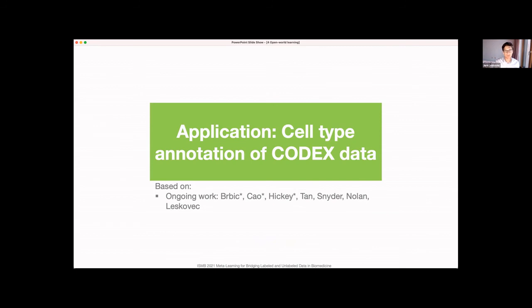And this actually allows us now to train a classifier that can recognize existing classes and also at the same time discover novel classes. And I'm going to show you this on a cell type annotation task from the Codex data. And this is an ongoing work, a collaboration with Mike Snyder and Gary Nolan's lab at Stanford University. So let me tell you about this. This is still work in progress, right?